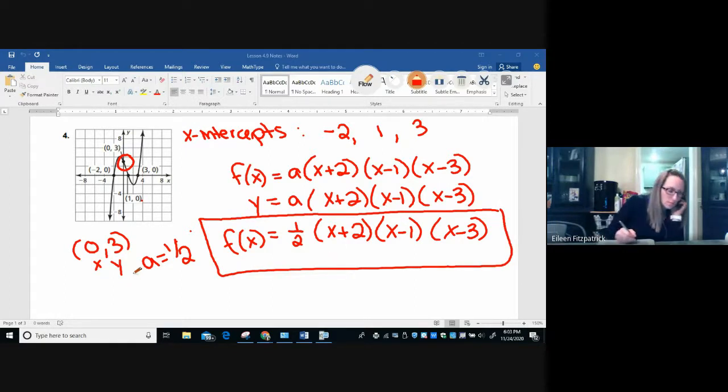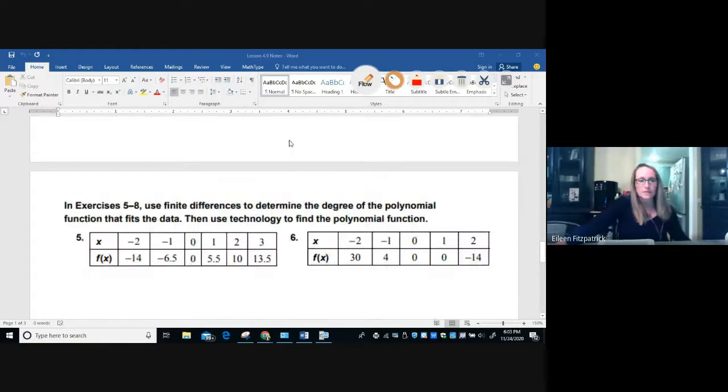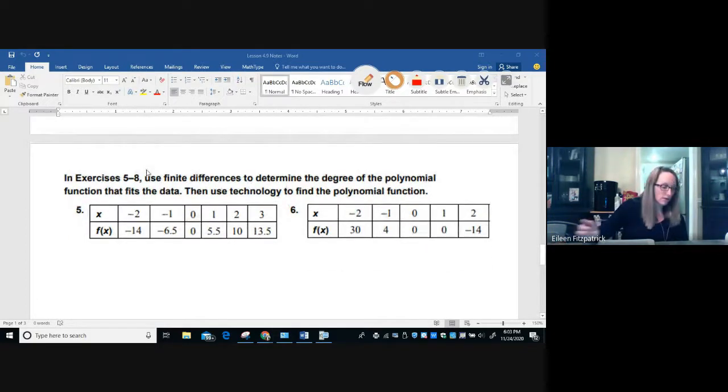Okay. All right. So the next set of problems we're going to look at, it says use finite differences to determine the degree of the polynomial function that fits the data, then use technology to find the polynomial function. All right. So what you're going to do is figure out if the polynomial function is degree 2, degree 3, degree 4, and so on. And then I'll show you how to use your calculator to come up with the function.